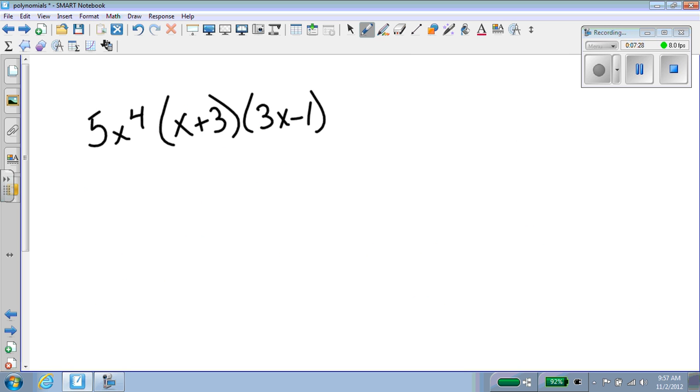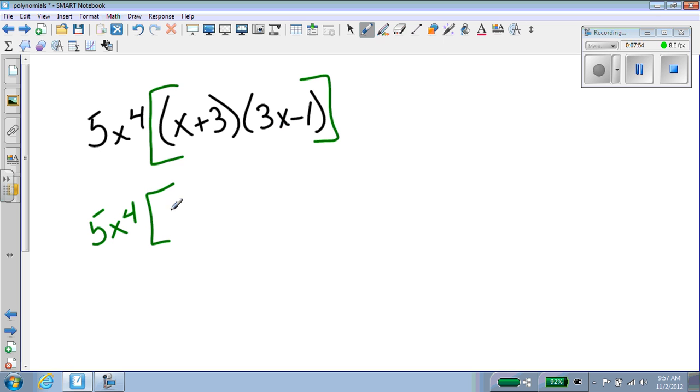If I had a product of three things, so this monomial and then times this binomial times this binomial, by the associative property, I can multiply anything I want first. So I usually choose to multiply the binomials first and then distribute the monomial. So my 5x to the fourth is going to hang out here.